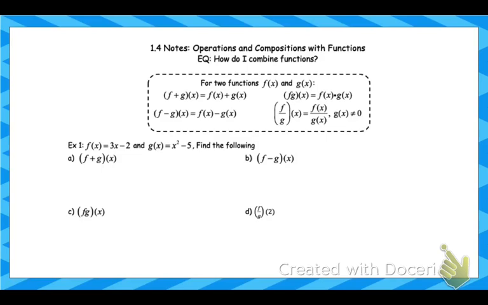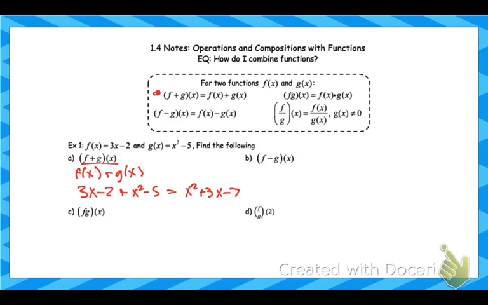So the first thing that's on here, it says f plus g of x. You may not have seen something like this before. All that means, if you look up here, is that it's taking the f of x function and adding the g of x function. So all I'm going to do is take 3x minus 2 and add x squared minus 5. Then from there I can just combine like terms and I have my combined function. Now we don't need to solve this or anything because all we're doing is just finding what happens when I add those two functions together. It's not actually equal to anything.